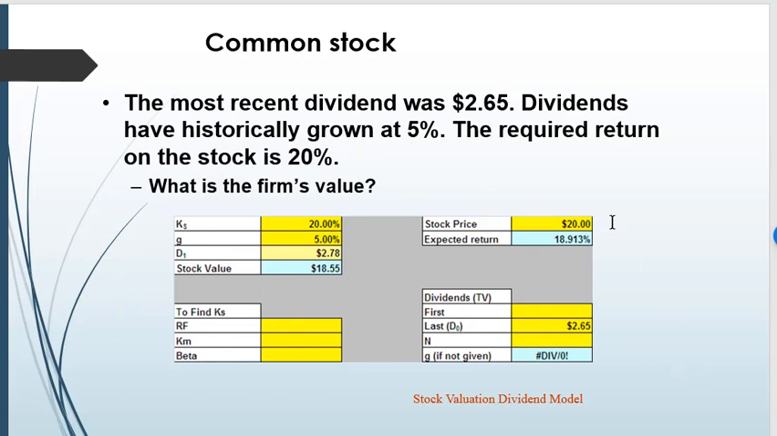The way it works a little bit easier, or more frequently, is that the most recent dividend, what you just got paid, was $2.65, so that goes in for D0. Dividends have historically grown at 5%, and the required return is 20%. This stock has a value of $18.55, and its current stock price is $20. Again, you wouldn't spend $20 to get $18, so this particular investment is a bad investment. You would not want to purchase this stock.